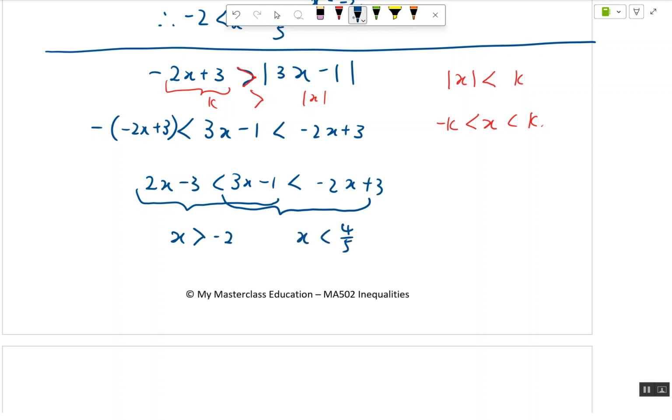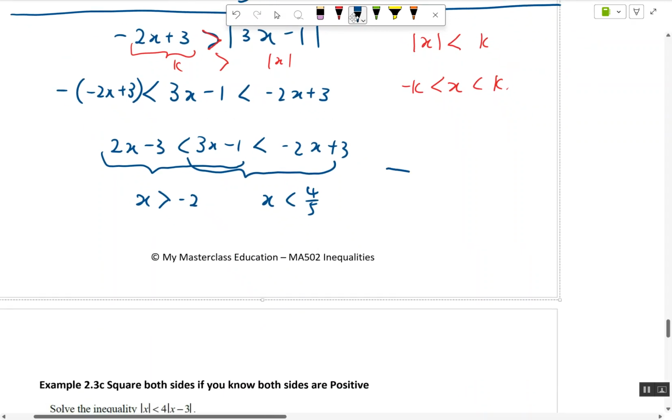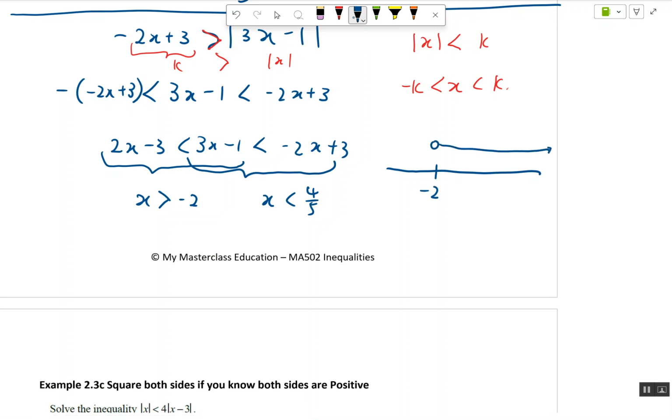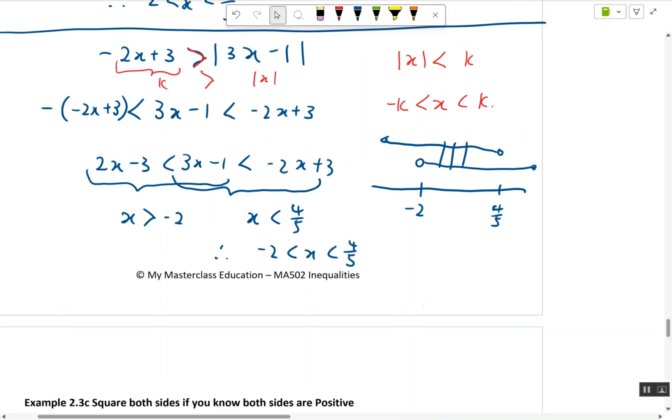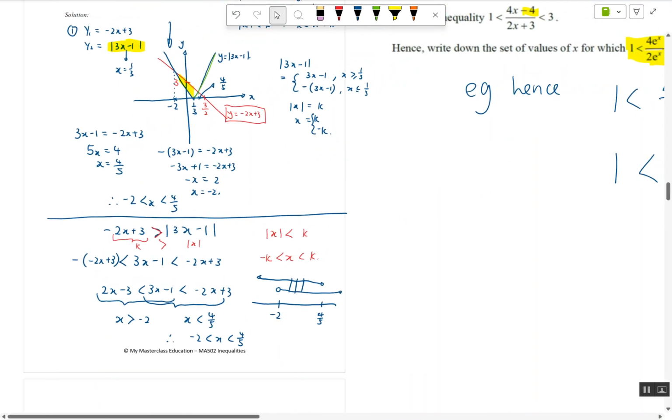And when you combine these two, some students cannot see the combination of these two, then it's good for you to draw out a number line. Greater than negative 2, this way. Less than 4 over 5, this way. Overlapping region is here, so therefore, x is in between negative 2 and 4 over 5, and it should be the same result if you do it by a graphical method.